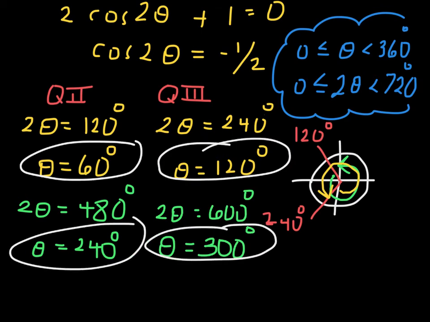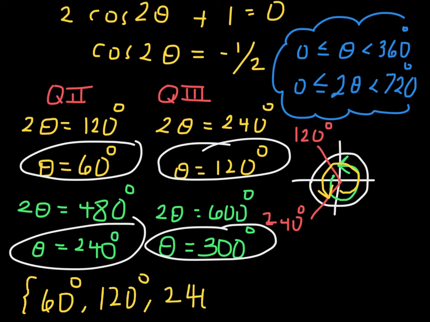is 240. Notice that all four of these answers are for theta, and all four of them are between 0 and 360. If we had not considered the interval for 2 theta to be between 0 and 720 degrees, please notice we would have lost this solution, and we would have lost this solution, right? We would have only gotten these two. So here's your final answer, okay? In set notation: 60 degrees, 120 degrees, 240 degrees, 300 degrees. These are all of your solutions for theta between 0 and 360 degrees only.